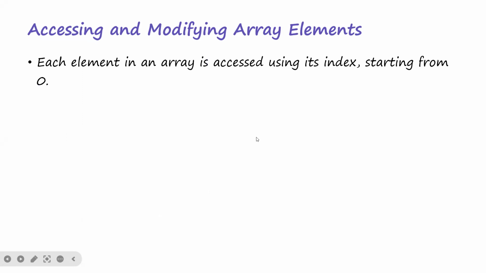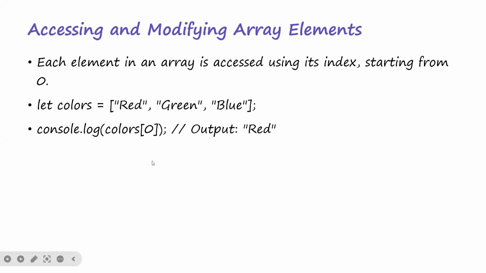Remember we said that arrays are ordered. They are an ordered collection of items, and their positioning starts with the index of 0. So each element in an array is accessed using its index, starting from 0. If I want to access an element, I will use the index. Look at this example here. We have colors: red, green, and blue.